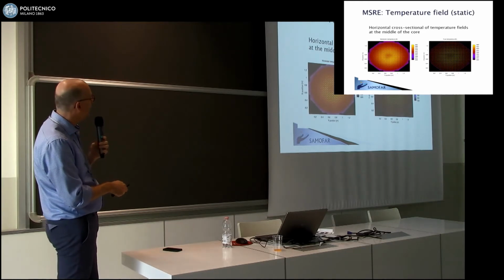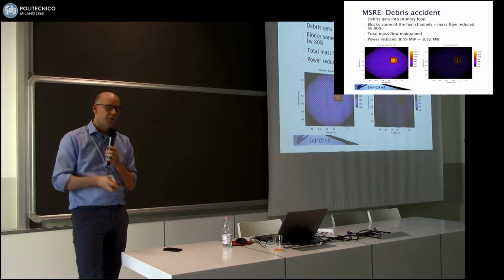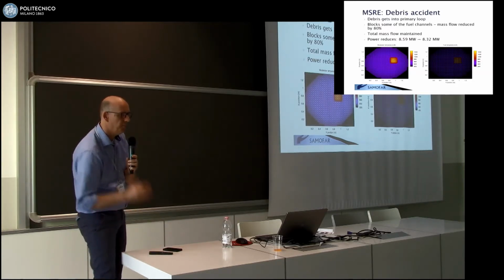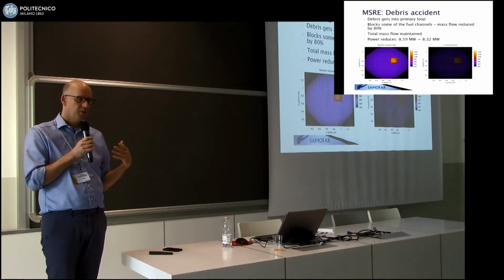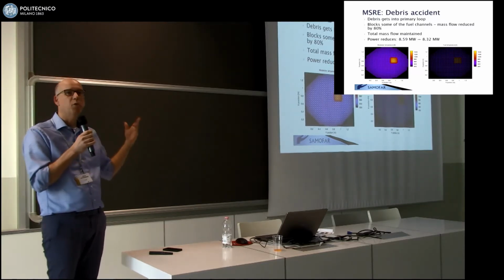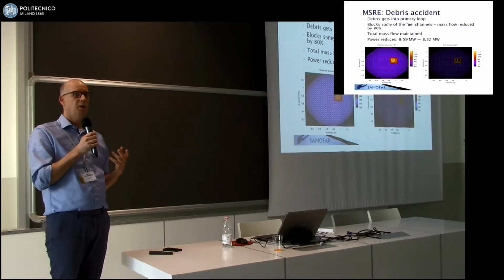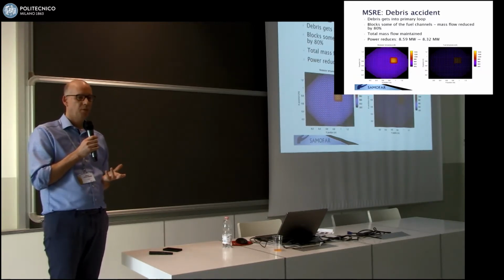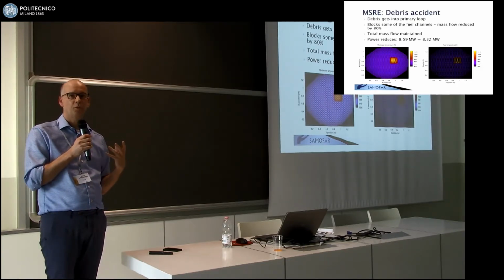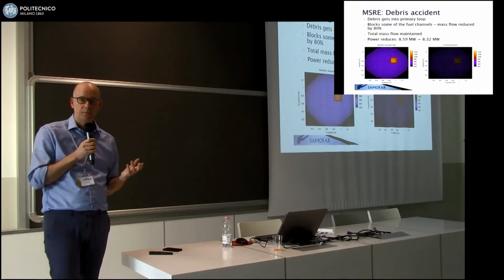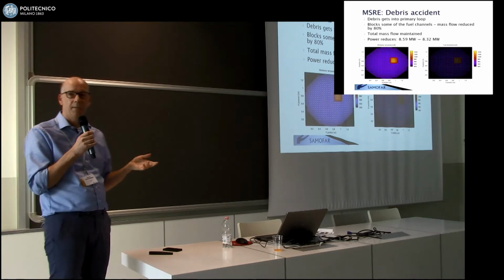Now let me skip this. This is more interesting. And the real strength of multiphysics codes is accident analysis. So up to now we've seen maybe some toy problems, some toy transients, you could say. But these codes really give you tools that you can use for hypothetical scenarios. Now this is very relevant for the MSR.